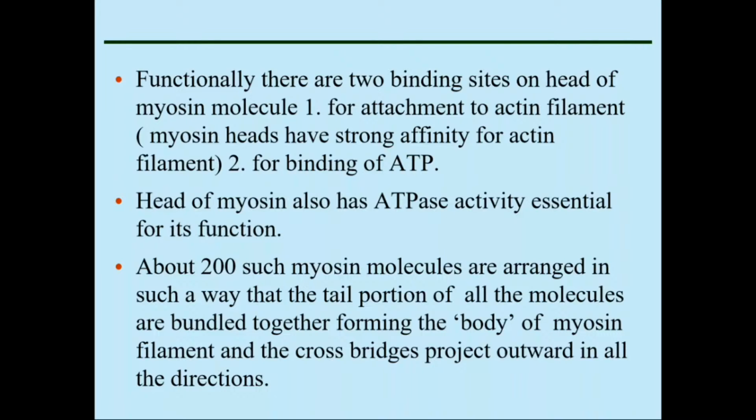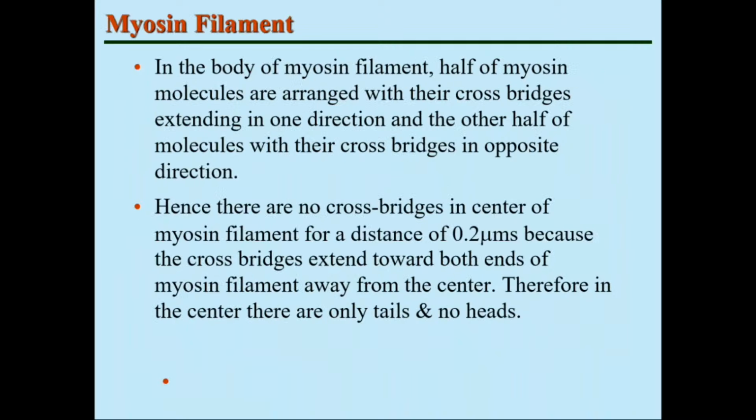About 200 such myosin molecules, that is, the single molecule structure we have studied, polymerize in such a way that the tail portion of all the molecules is bundled together forming the body and the cross bridges project outward in all the directions. In the body of the myosin filament, half of the myosin molecules are arranged with their cross bridges extending in one direction and the other half with their cross bridges in the opposite direction.